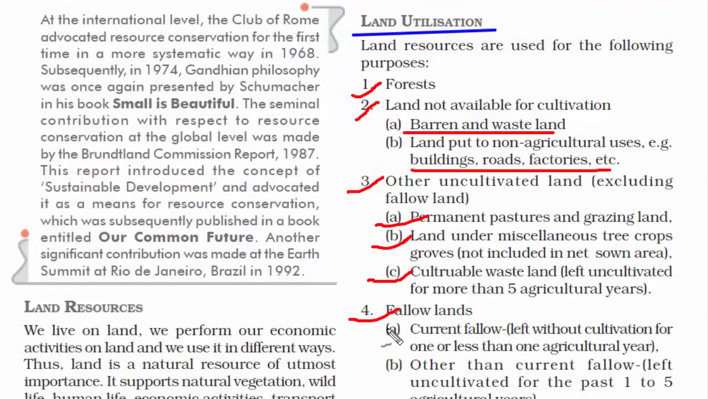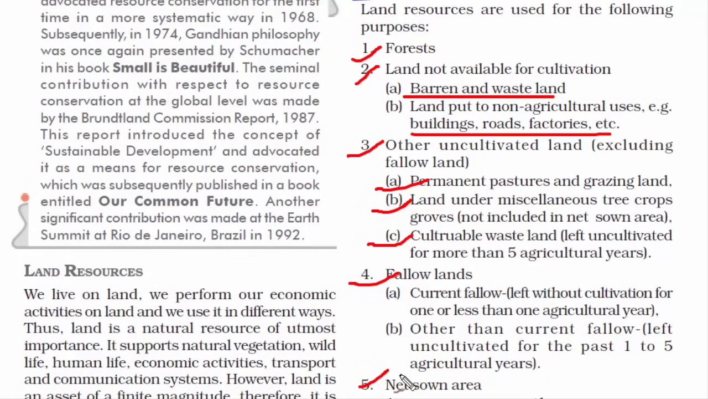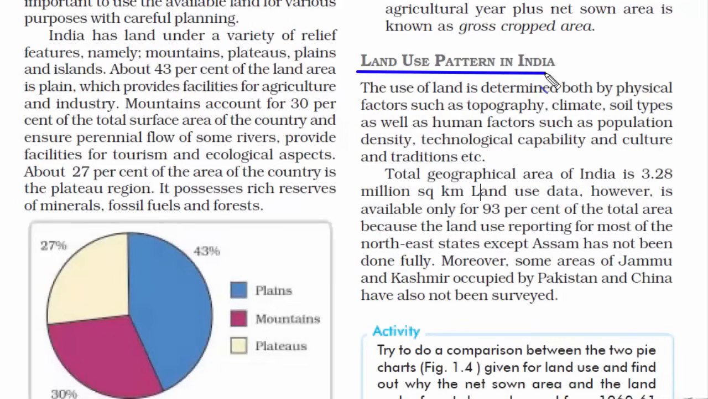Fallow lands are those lands which are meant for agricultural purpose, but due to some reason, agriculture has not been performed for several years and the land is completely empty. And then we have the net sown areas. It is the total area where the crops are sowed, which means that land is functional for agricultural purpose. Now let's read about the land use pattern in India.